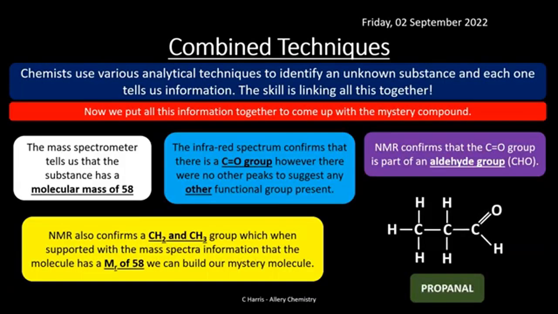From all the given information, we can identify the compound. It's propanal, because the mass spectrometer tells us the substance has a molecular mass of 58. The infrared spectrum confirms that there is a C=O group. However, there are no other peaks to suggest any other functional group present. NMR confirms that the C=O group is part of an aldehyde group. NMR also confirms a CH2 and CH3 group, which, when supported with the mass spectra information that the molecule has an Mr of 58, we can build our mystery molecule. It is propanal.